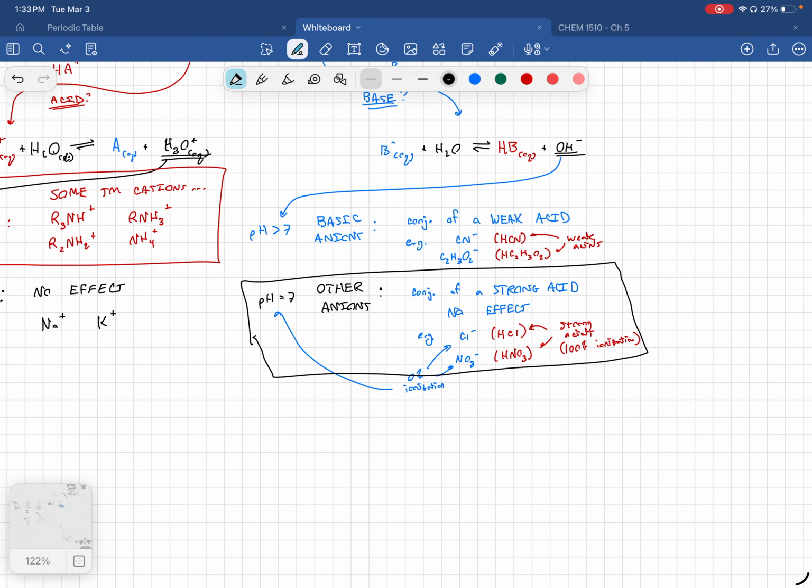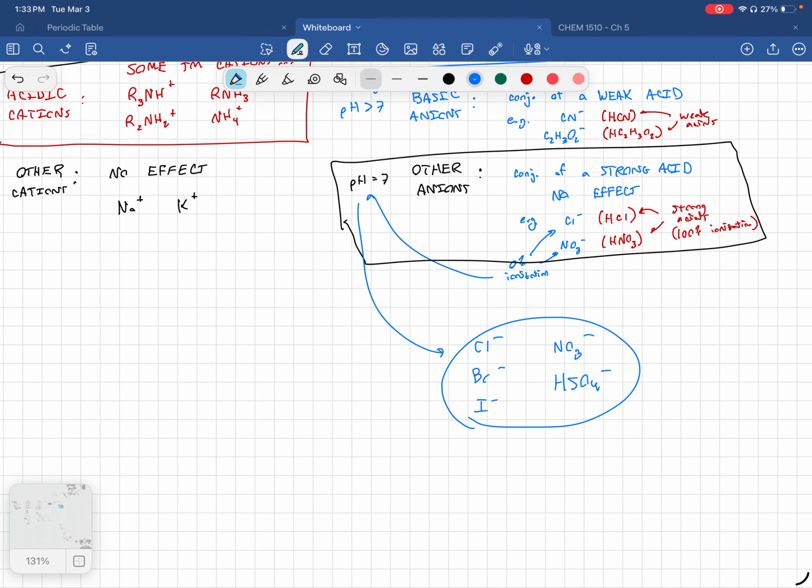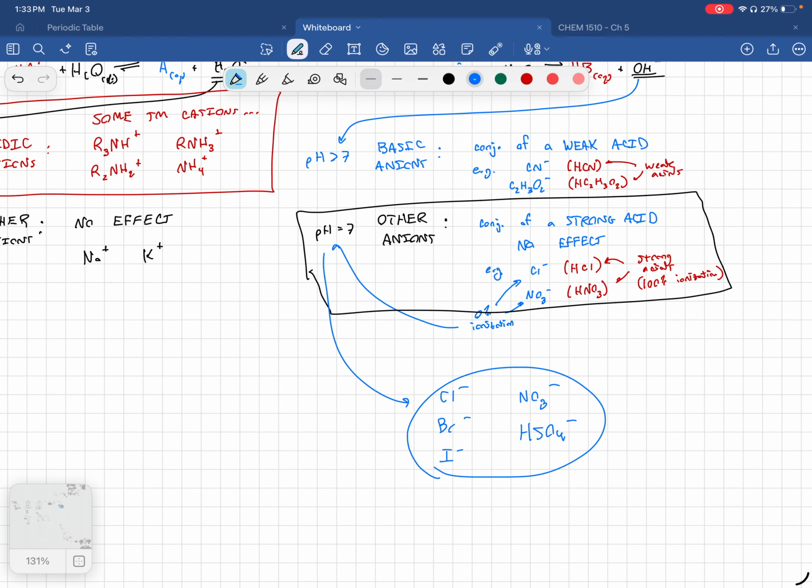On the other hand, for anions, and by the way, this is a very short list. The following anions give you a pH of 7: Cl minus, Br minus, I minus, NO3 minus, HSO4 minus. This is the list that you should memorize here of anions that lead to a pH 7.